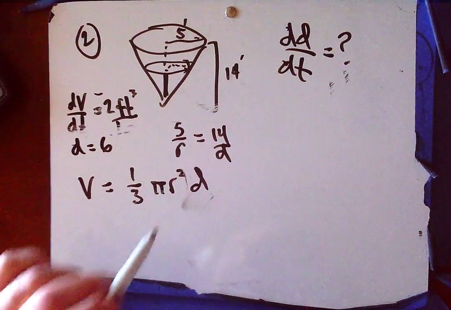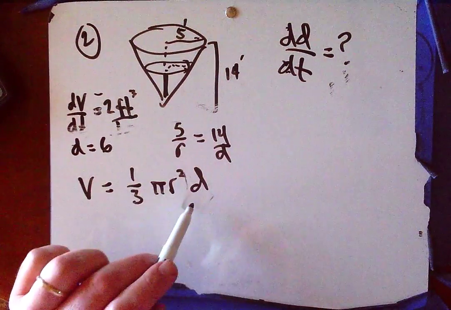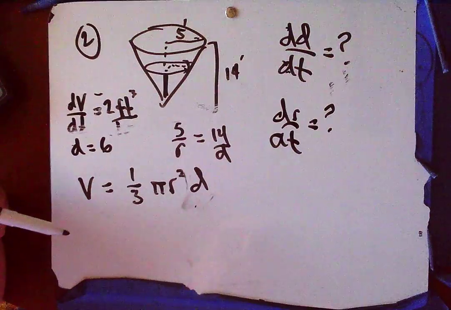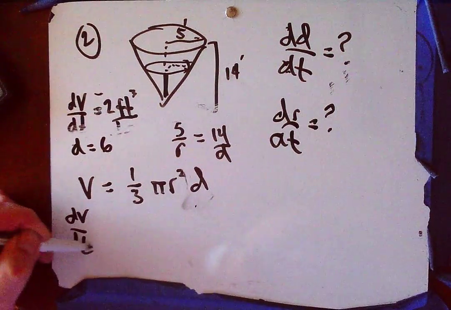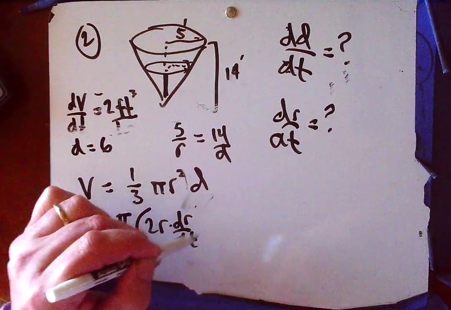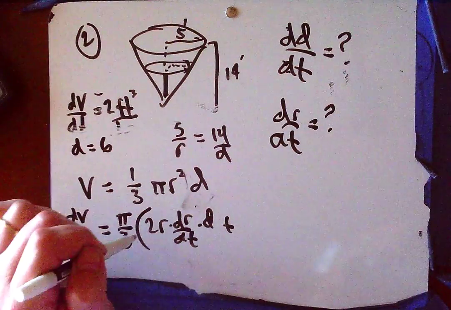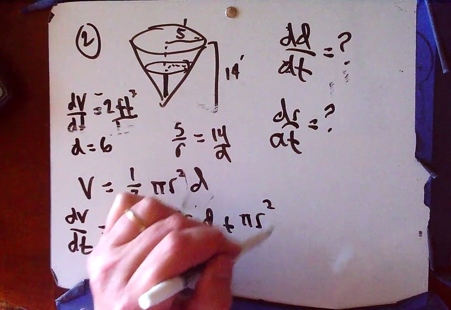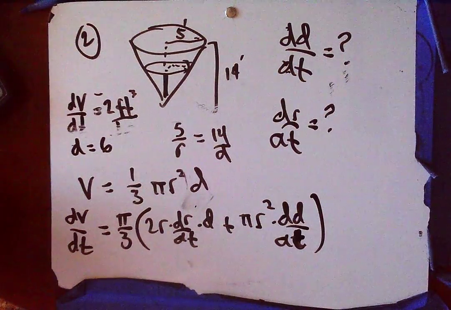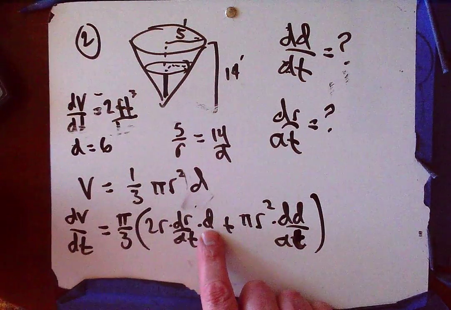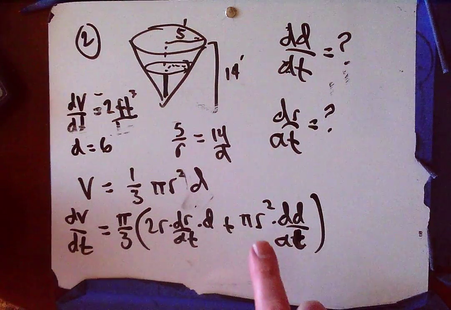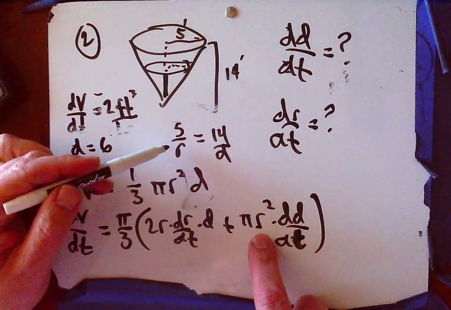Now I've got two approaches I can do here. Because I now know dd/dt, and I'm looking for dr/dt, I could just do the product rule here and get dV/dt equals pi over 3 times 2r dr/dt times d plus pi r squared times dd/dt. All right, and we know this is 6. We're looking for that. We found that in the last problem. We don't know radius.